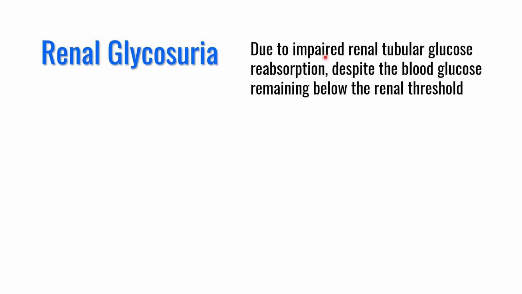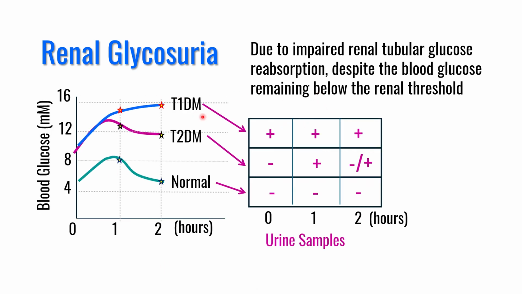OGTT is used in suspected cases of renal glycosuria. Glycosuria is the presence of glucose in the urine, which normally occurs when blood glucose exceeds the renal threshold of 180 mg per deciliter. However, renal glycosuria occurs due to impaired renal tubular reabsorption of glucose despite a blood glucose concentration remaining below the renal threshold. In suspected cases, plasma and urine glucose levels are measured following a standard oral glucose load to confirm renal glycosuria. By analyzing glucose concentration in the urine and plasma samples, renal glycosuria can be confirmed.